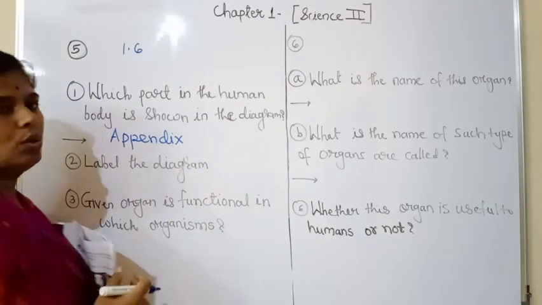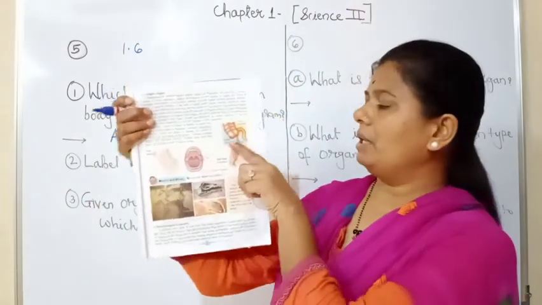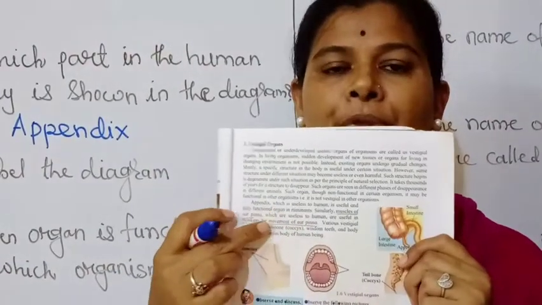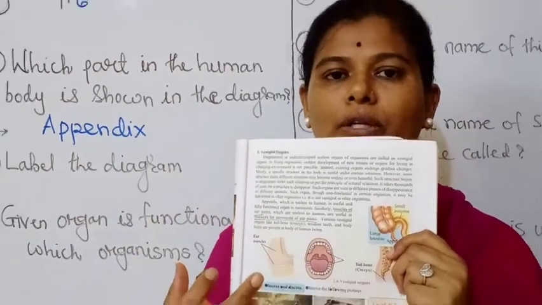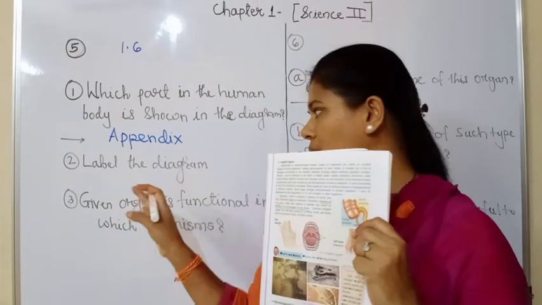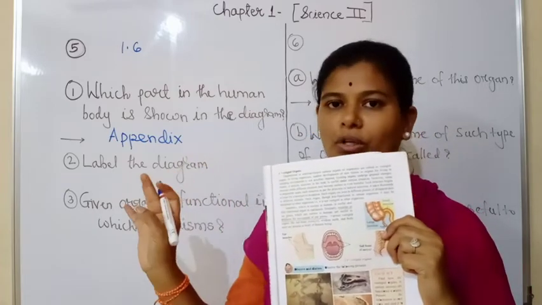Now the second question is, label the diagram. As you can see here, labeling is given to this diagram, like the small intestine, large intestine. In this way you have to draw the diagram in your question paper and label it. I have not written the answer for that question because you have to draw the diagram.